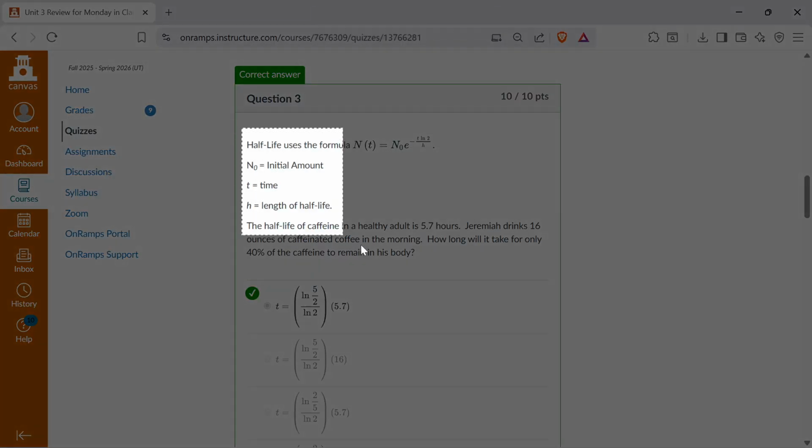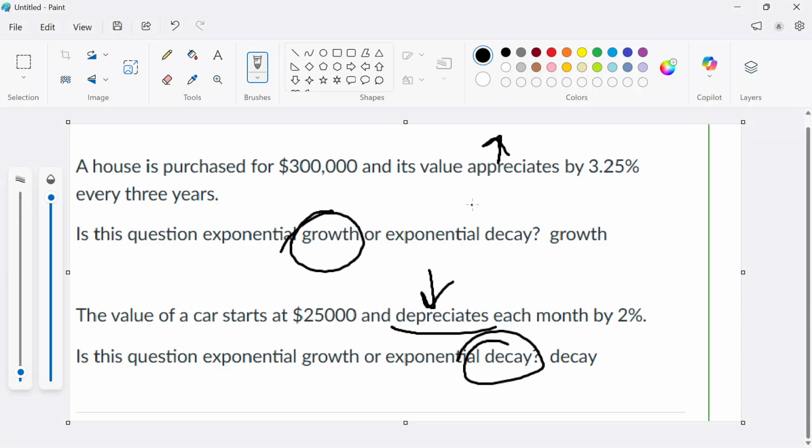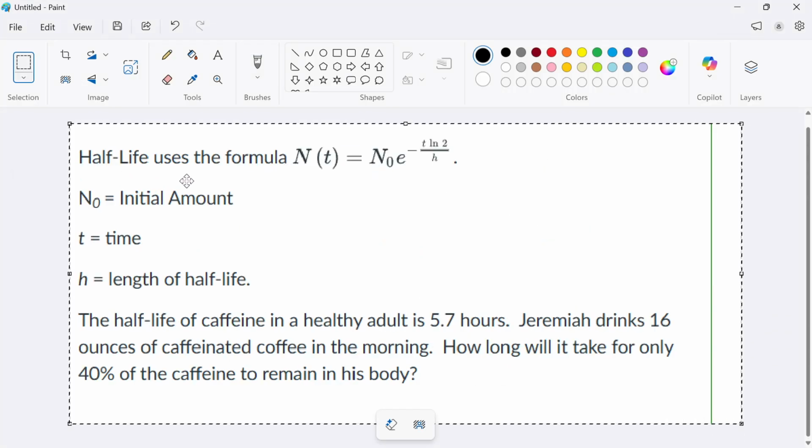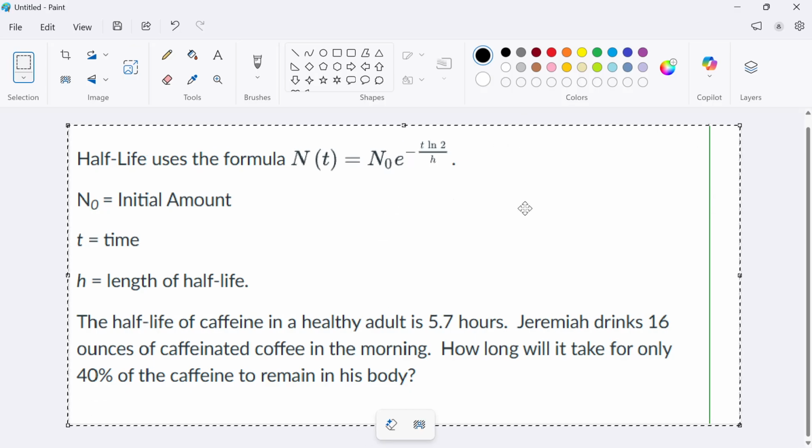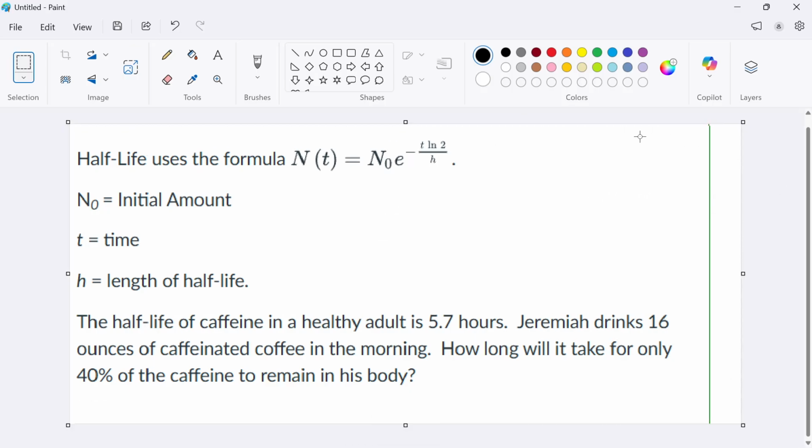Let's see. Number 3, I'm going to paste it like that. Here's a half-life formula. N of t equals N0, that's the starting amount, times e to the -t, T is the time it takes in whatever the units of the half-life is. For example, if the half-life is in days, then t is in days. If the half-life is in hours, t is in hours. Natural log of 2 divided by h, which is the half-life.